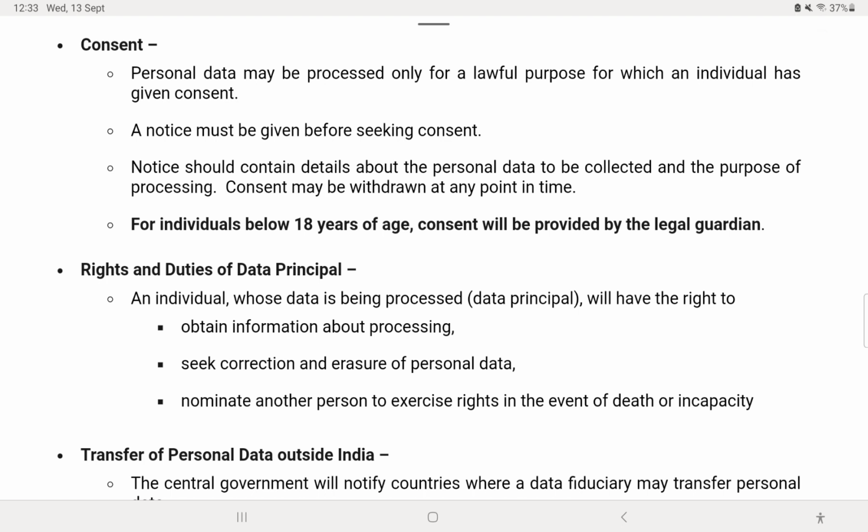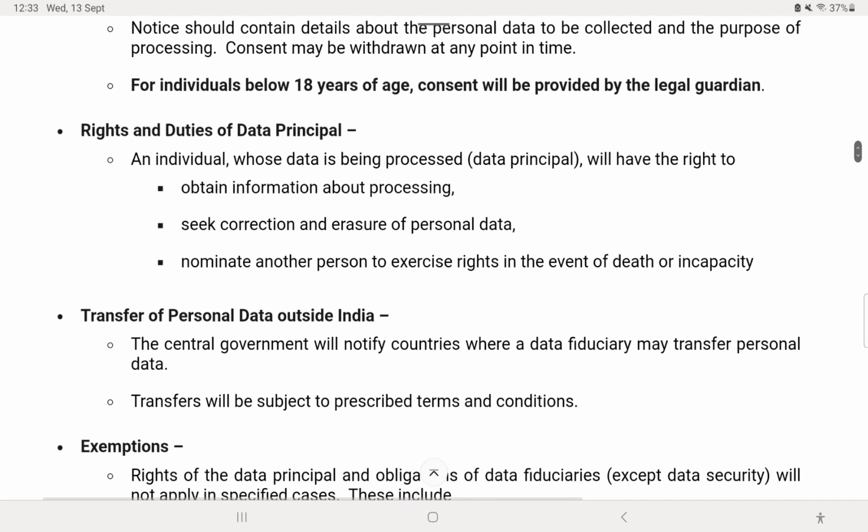The consent may be withdrawn at any point in time. Rights and duties of data principals. Here we have to know what a data principal is and also what a data fiduciary is. Data principal means the person who has the information, and data fiduciary means who is using this information.